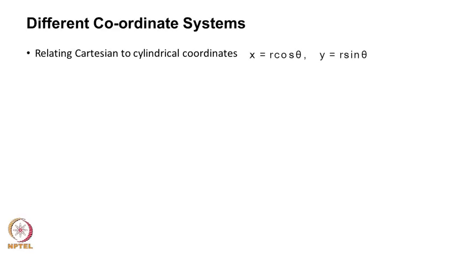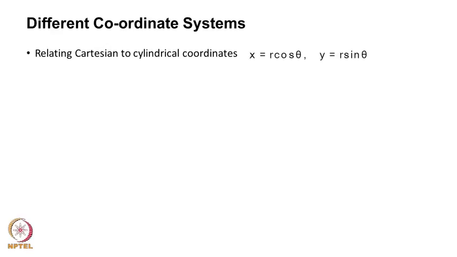Now, why do you want to do this? Because all the governing equations need not be only in one coordinate system. You should be able to convert from one coordinate system to another and solve the problem according to the coordinate system that you can describe for the problem.